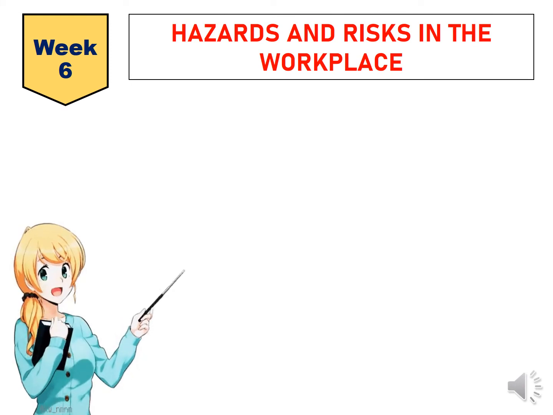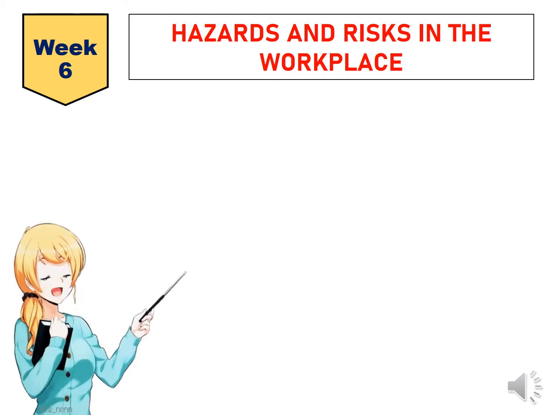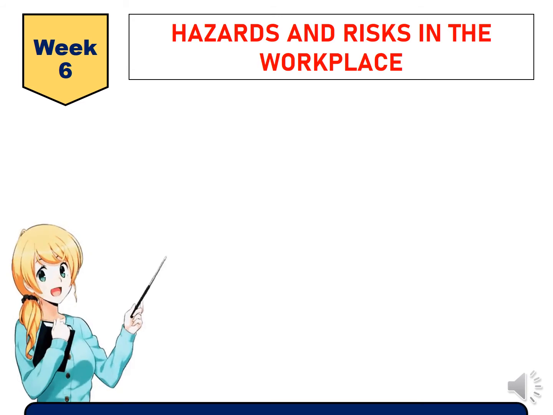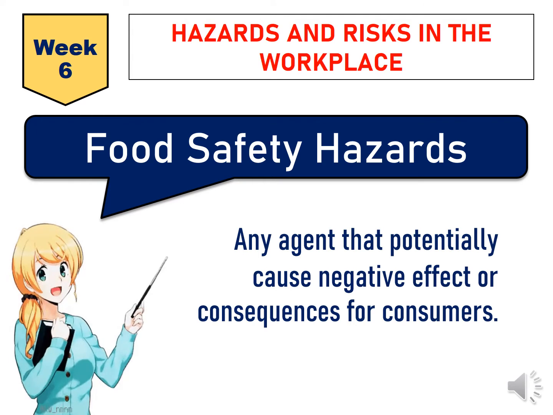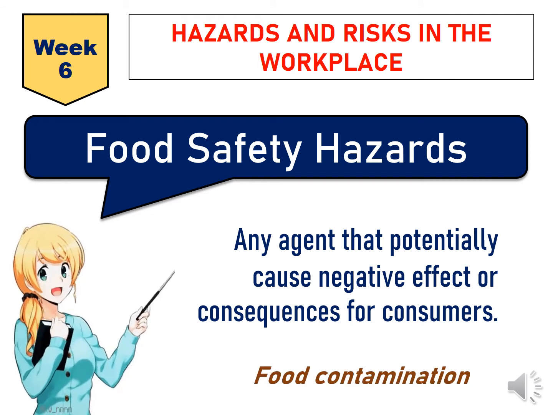Since it's clear to you now the difference of the hazards and risks, let us now discuss the different food safety hazards, since our course is cookery. Food safety hazards pertain to any agent that potentially causes negative effects or consequences for the consumers. It may occur when the food is exposed to hazardous agents that can cause food contamination.